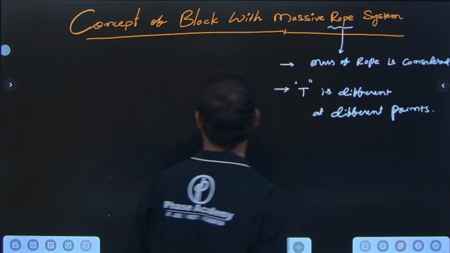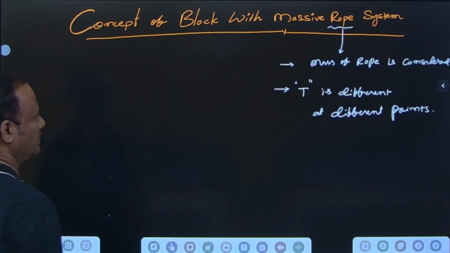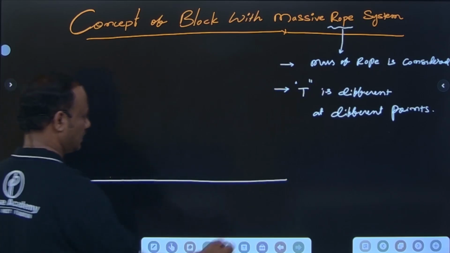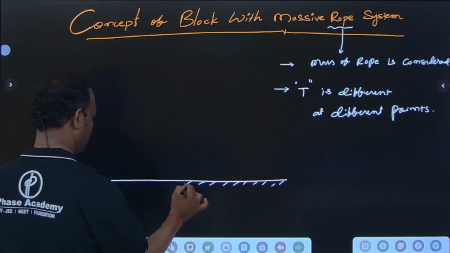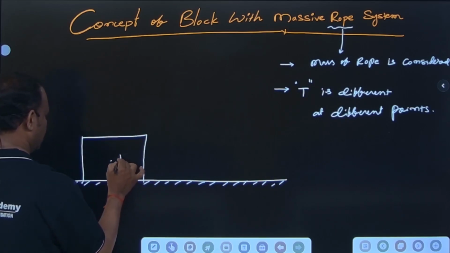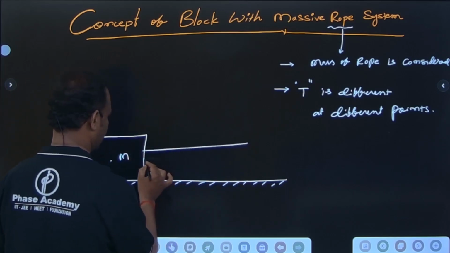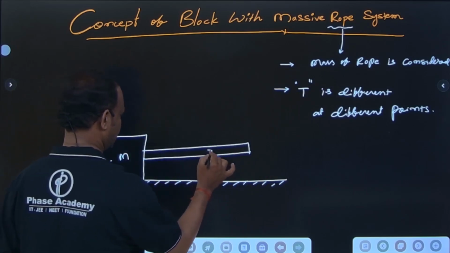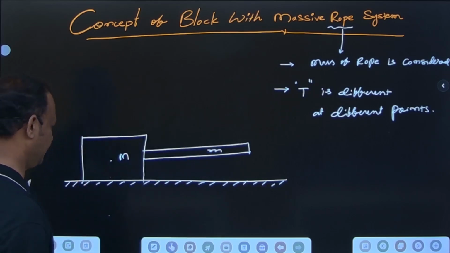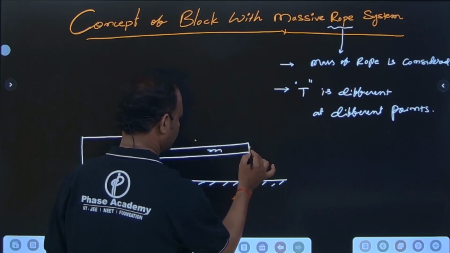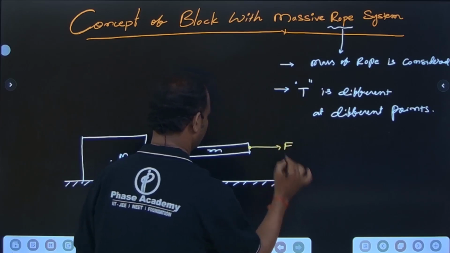When mass is considered, now just imagine a block placed on a horizontal surface, with a rope connected to it. The mass of the block is m, and the mass of the rope is capital M. I'm applying an external force at this end of the rope.